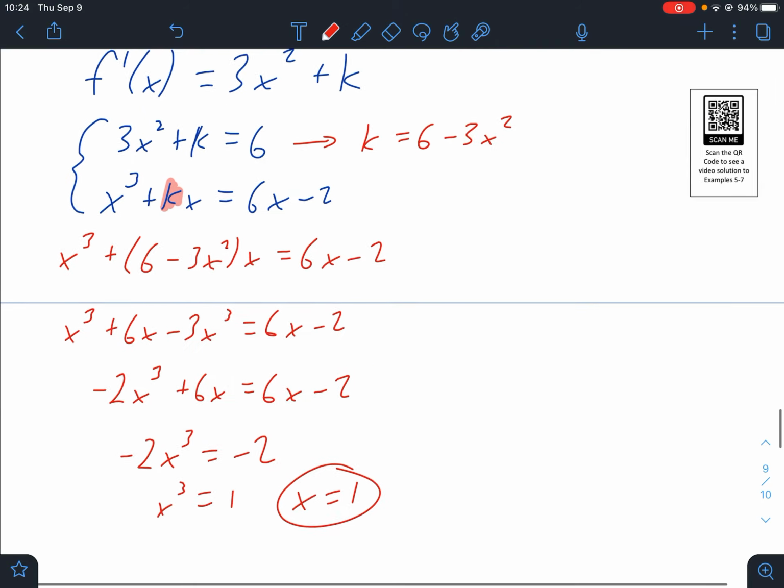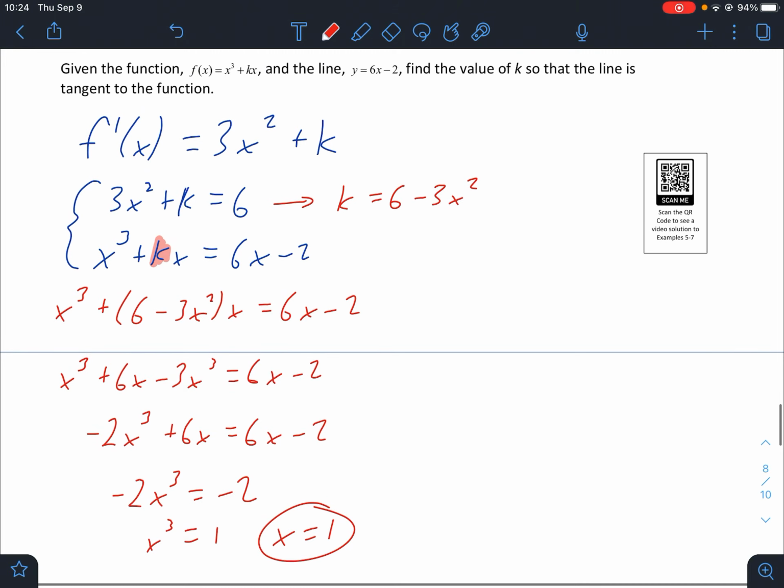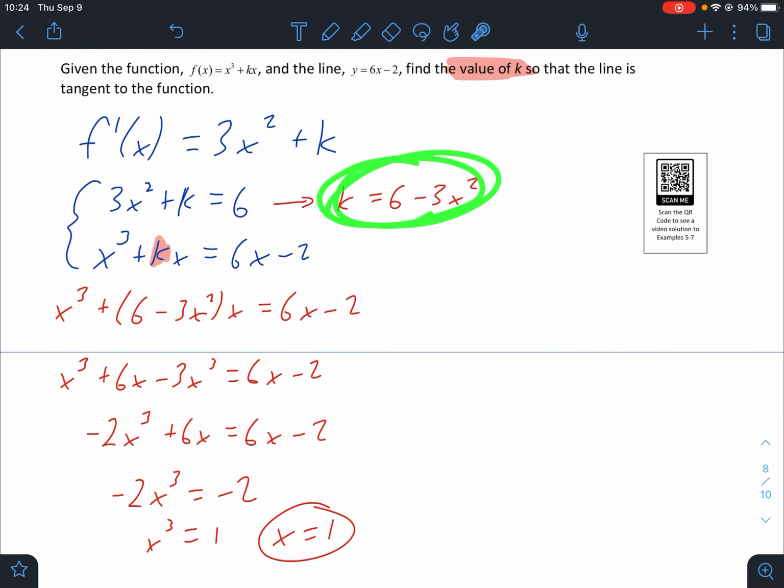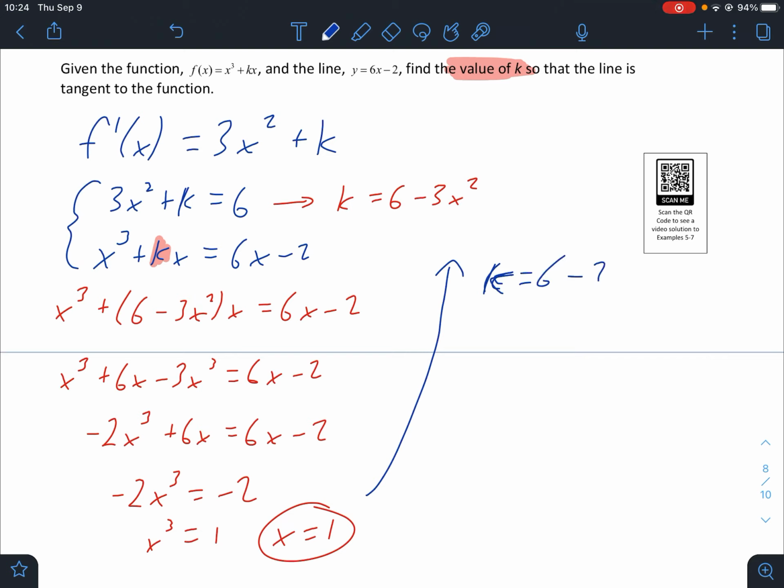So let's go back and answer the question here. The question says to find the value of k. And we know that k is equal to 6 minus 3x squared. So put that 1 in there. We get k equals 6 minus 3 times 1, or 3.